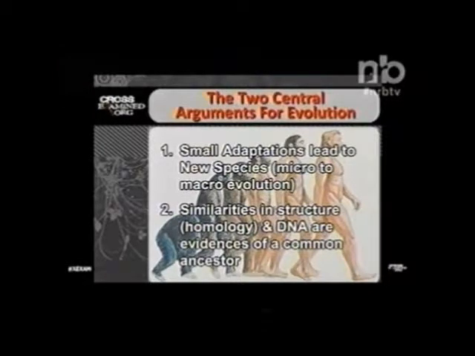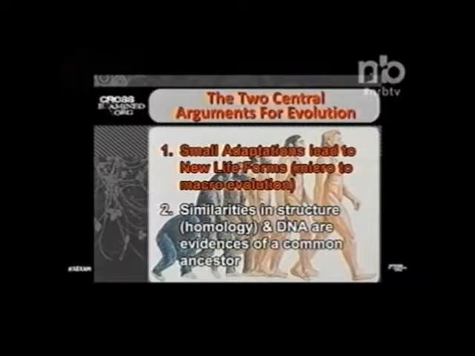Well, gee, we look like apes, right? There seems to be a similar structure here. And oh, by the way, when you look into the DNA, we have a lot of similarities there. So this appears to be evidence that we share some sort of common ancestor, that we're all related. But anyway, these are the two main arguments. So let's take a quick look at both of them, okay?